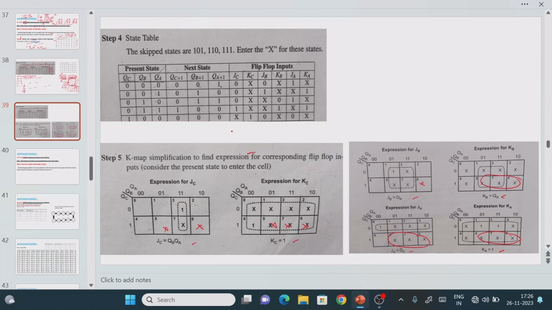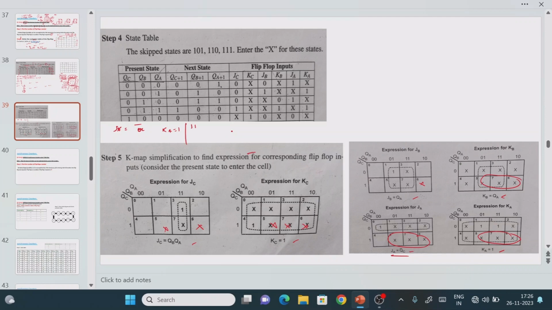Guys, here I am not going to explain the K-map, how to find the logic expression, which we have explained in the previous classes. If you don't understand how to represent the K-map, please watch the previous classes, right? Now what are the expressions we found? JA equal to QC bar, right? Then KA equal to 1, right?